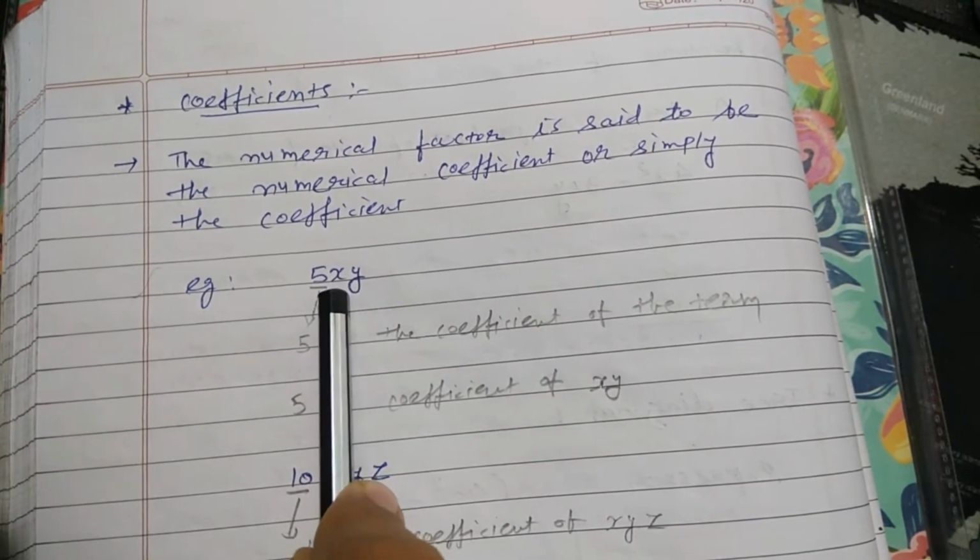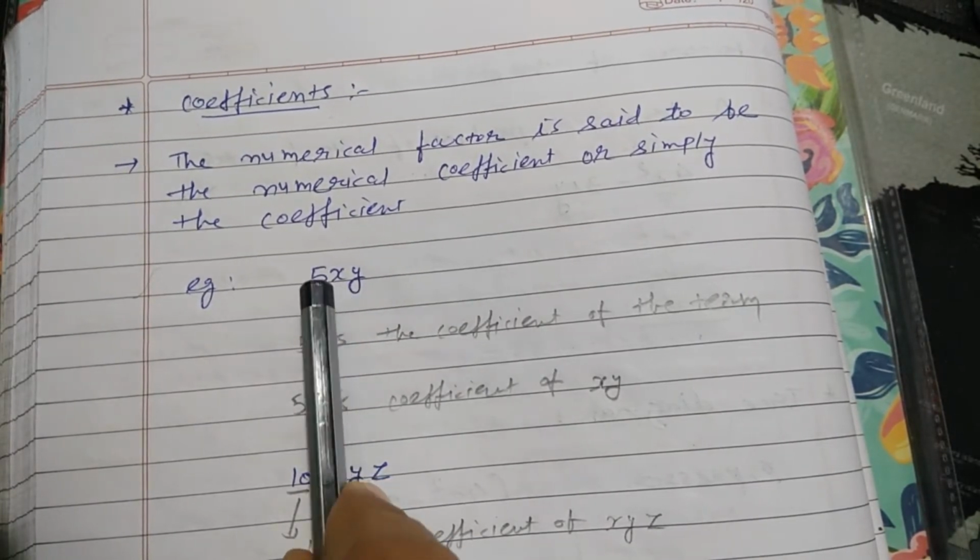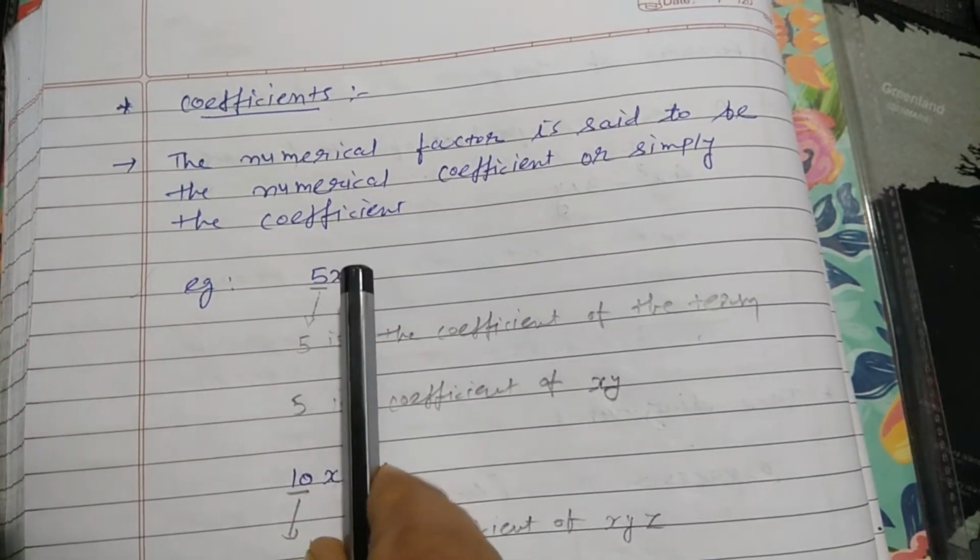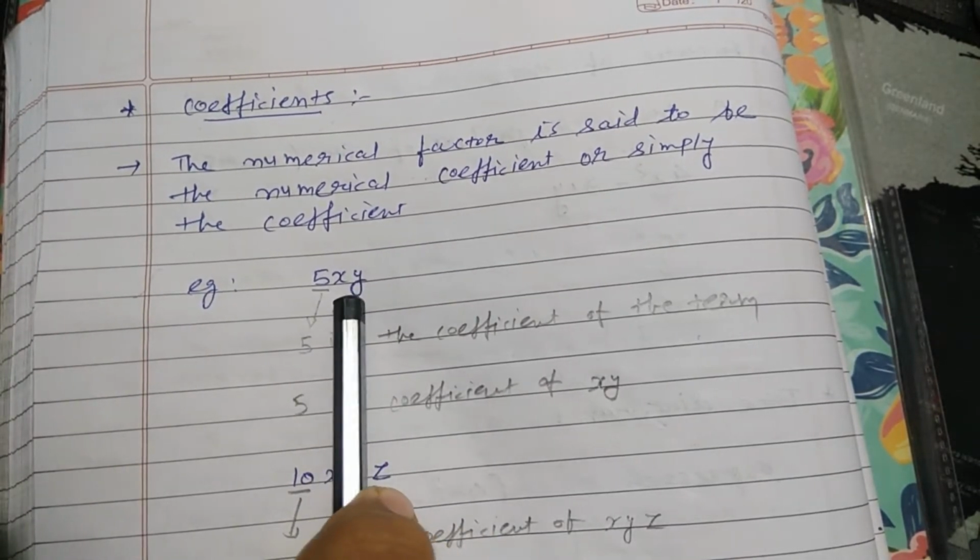Here xy means x and y are in multiplication, so we have to speak xy only. So 5 is a coefficient of xy.